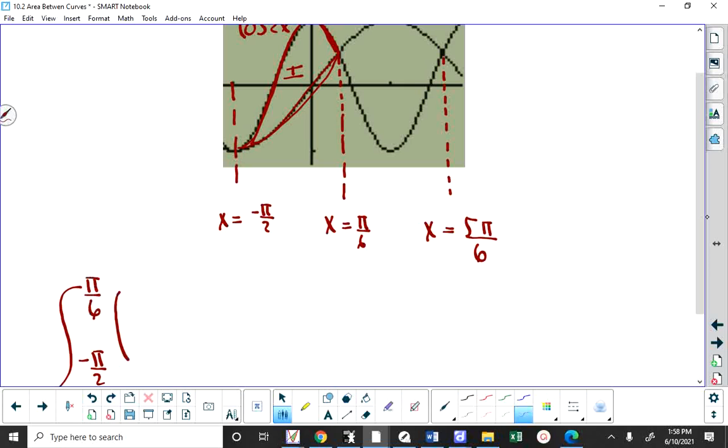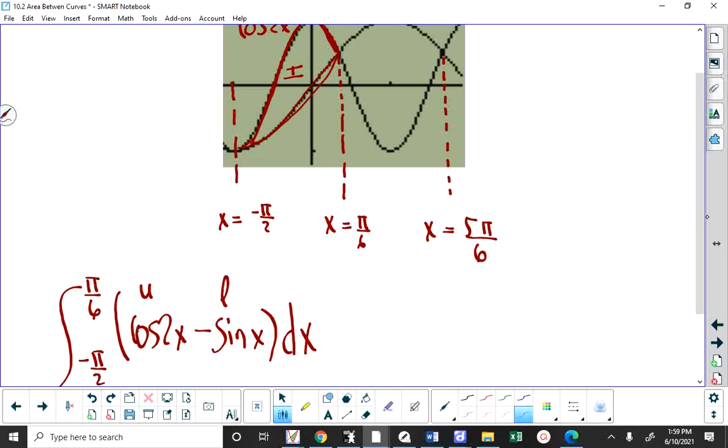of, we're not going to find the integral of the upper minus the integral of the lower. We're going to find the integral of the upper minus lower. We're going to subtract the two functions. So we're going to have cos of 2x minus sine of x dx. This is the upper. This is the lower.